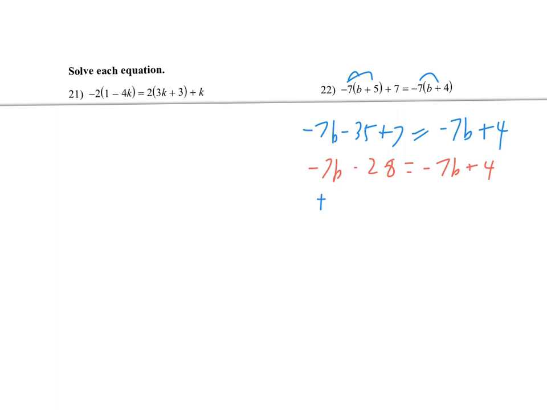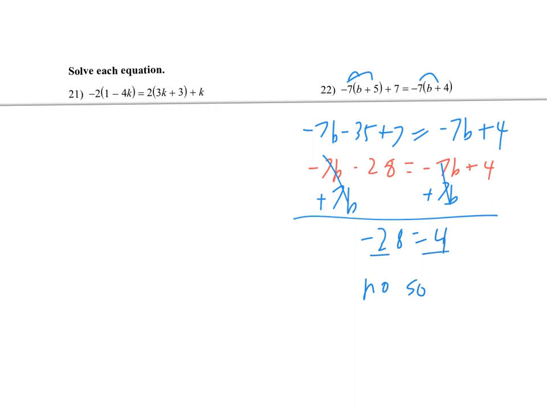And then I will add 7b to each side to get all the variables to one side. Now in this case, they actually cancel. So it'll be negative 28 equals 4. So whenever all your variables cancel, it's either no solution or infinitely many solutions. This is not true that negative 28 equals 4, so this one's going to be no solutions.